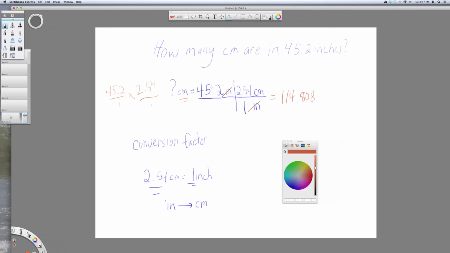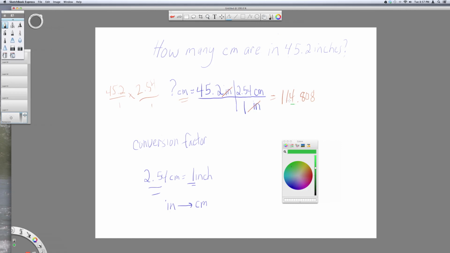45.2, a good rule of thumb, anything that goes here, which I call the given value, always treat that as measured. In other words, always treat it as a certain specific number of sig figs. So how many sig figs do you see here? 3. How many sig figs here? 3. What's the least number of sig figs? 3. So, what is the third sig fig in 114.808? Well, this is the first one. This is the second one.